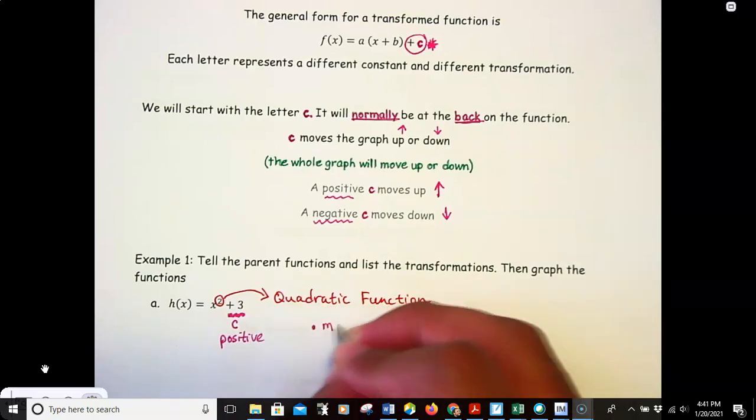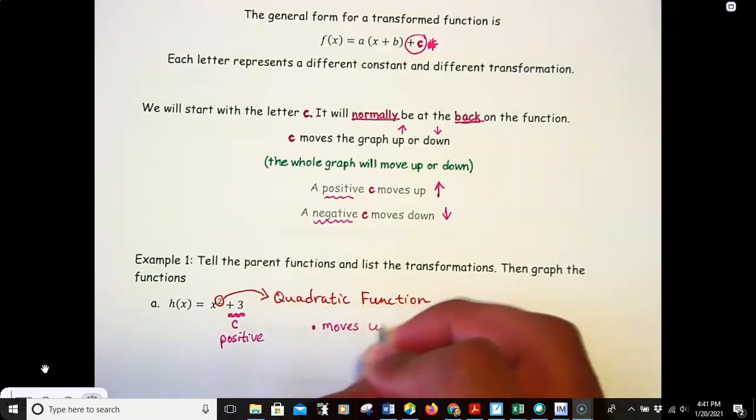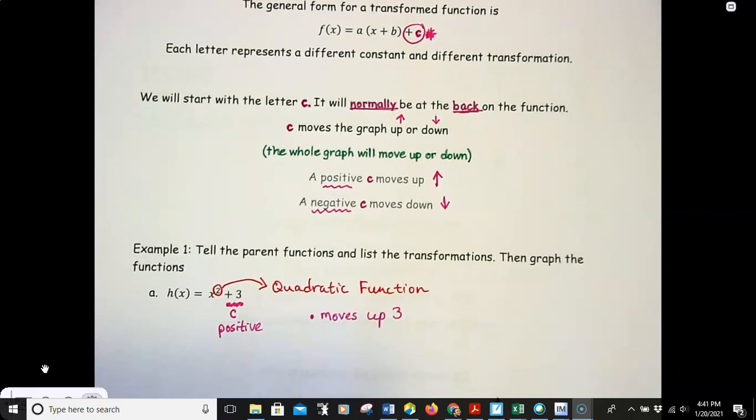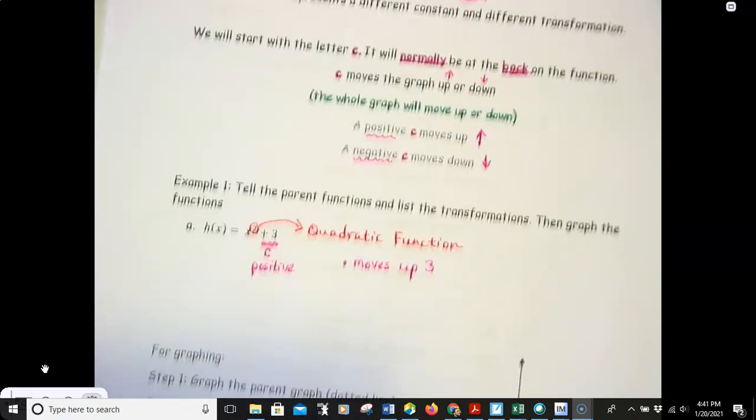So our transformation moves up 3. Easy, simple, not hard. We got this. All right, so we got a transformation. We actually found a parent graph, parent function, which is quadratic. We list the transformations, which goes up 3. Now let's graph it.